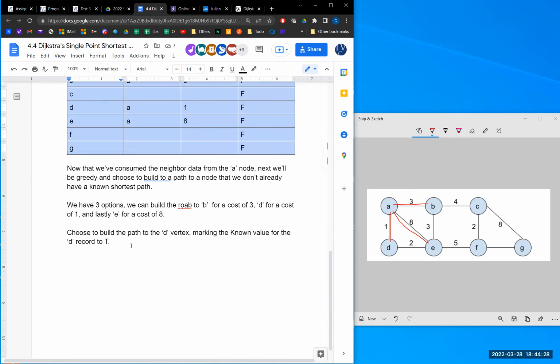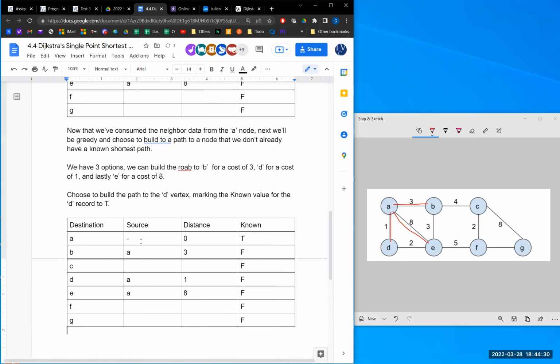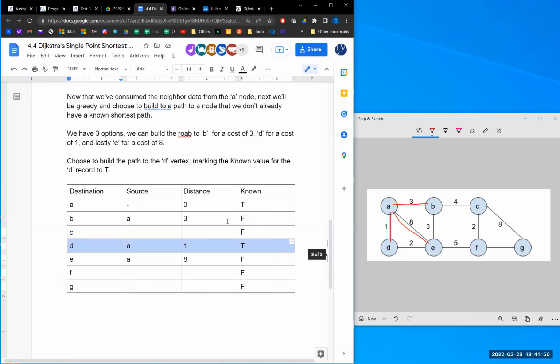All right, so we'll just do one thing here. We will set D to true. We know that this is going to be the shortest path to get from A to D. There's no other possible path to take. And if there were going to be a shorter path, we would have built that way otherwise. All right. The node we just built the path to is now the node that we will process neighbor data from.